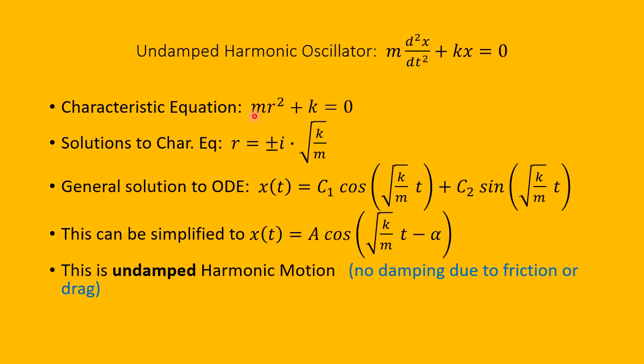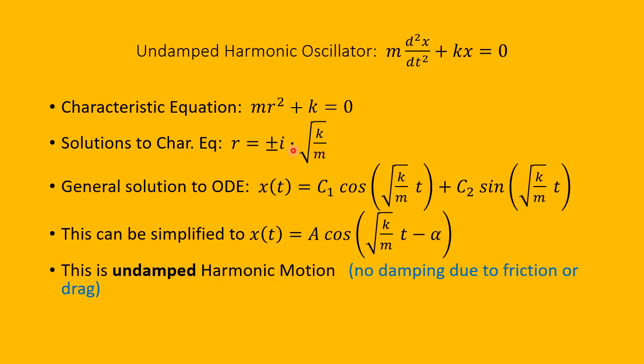Its characteristic equation is m r squared plus k equals 0. And solving this for r, if we subtract k from both sides and divide both sides by m, what we would have is r squared equals minus k divided by m. Take square roots, and we would get that r is plus or minus i times the square root of k over m.